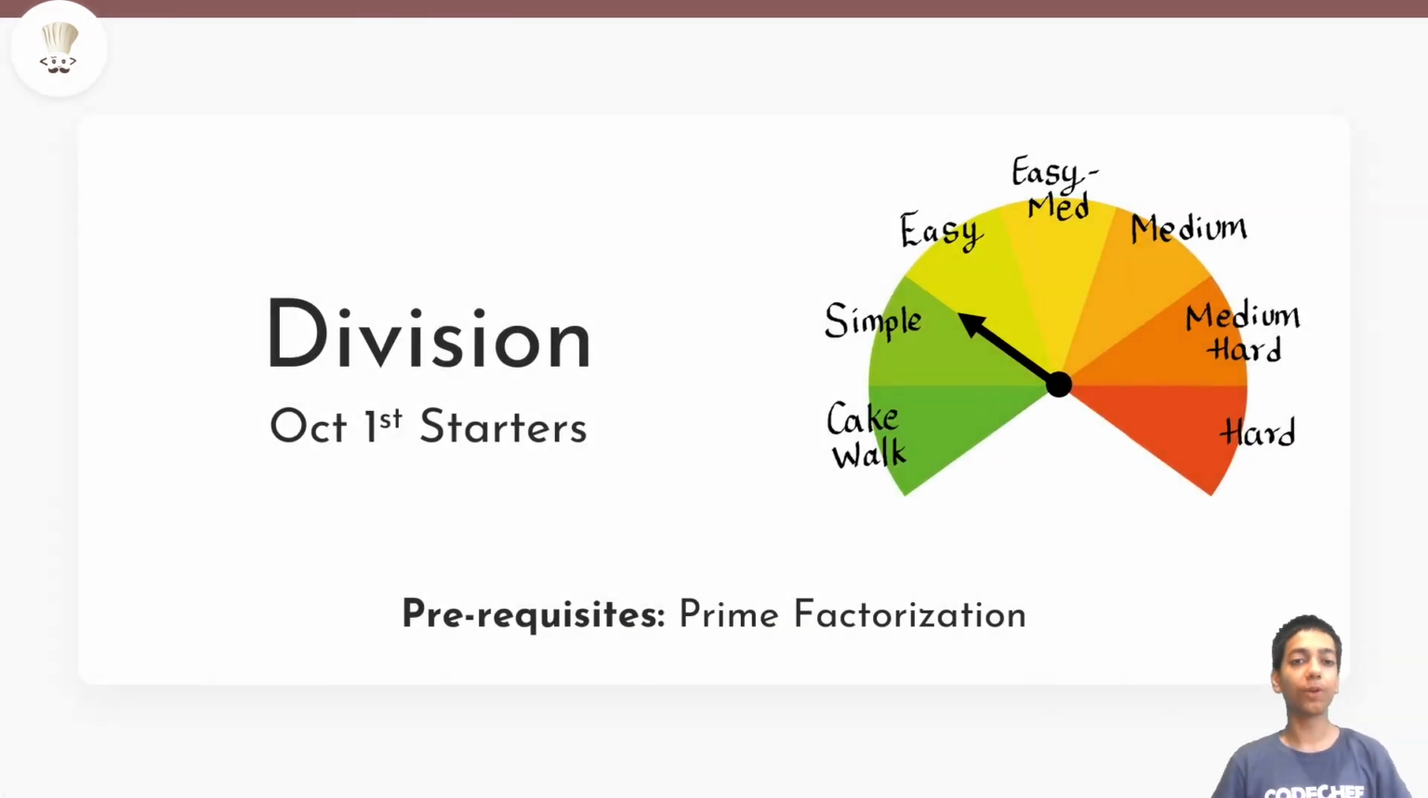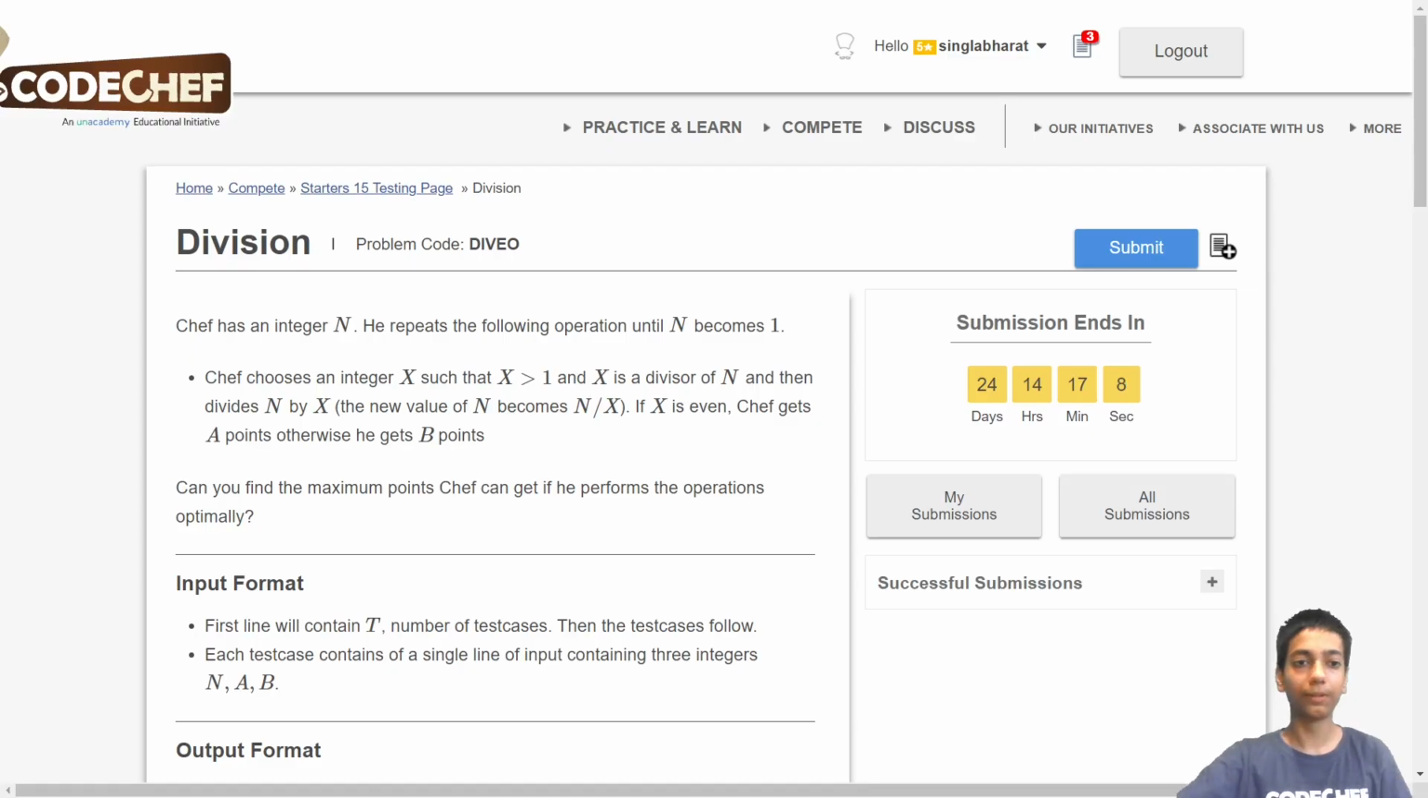Today we'll be discussing the problem Division with the code DIVEO from October's first starters. Difficulty I would rate simple to easy, and there are prerequisites. There is prime factorization, which you should already know. If you do not know about it, there is a playlist on that as well, which I created myself. So you can search up Bharat Singla prime factorization CodeChef, and after watching that, come here if you do not know about it yet. Great. So let's have a look at the problem.